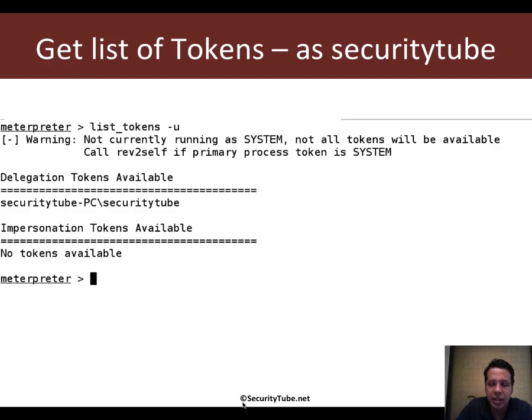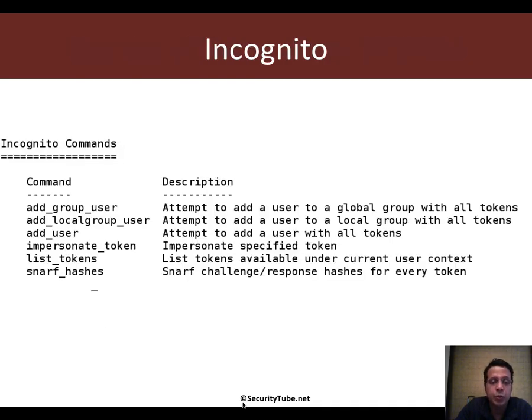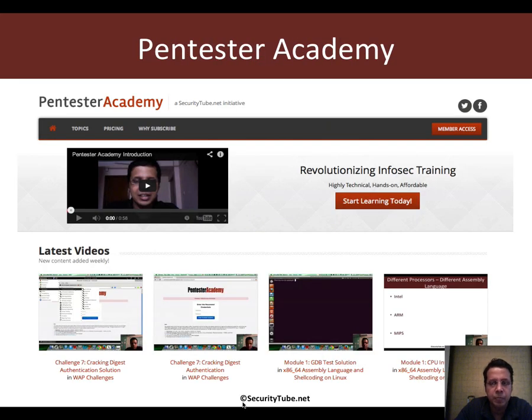So keep in mind, I think the key takeaway is that with tokens you can impersonate different users and accounts on the system. To get an exhaustive list of tokens, it is best to run as SYSTEM and then use incognito to go ahead and impersonate users and accounts and do actions. So that's all we have in this video.